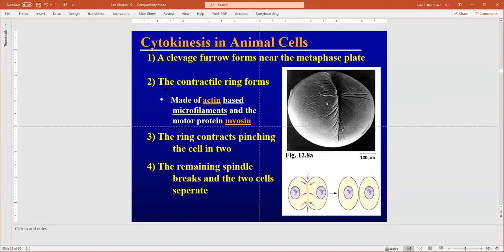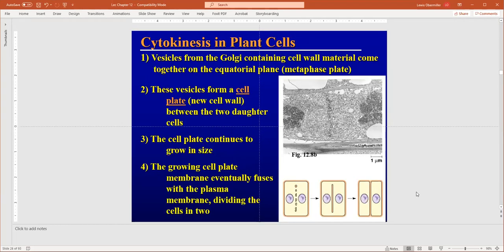Remember that the ring, the contractile ring, is made from actin. You guys learned this in the cytoskeletal unit. Remember, microfilaments are made out of actin. And the motor protein that you already learned in the cytoskeletal unit is called myosin. So make sure you know that. That should just be review. And it just pinches it in two, kind of like we talked about dental floss around a piece of Play-Doh. And then we end up with 2 new daughter cells. So that's cytokinesis in animals.